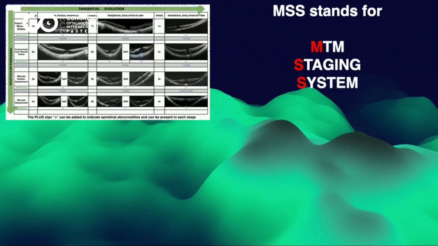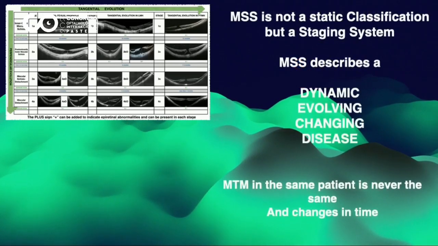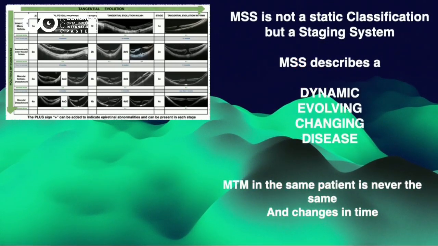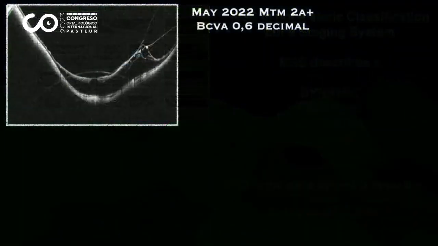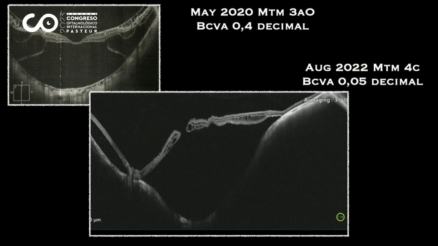You have to remember that MTM is an evolving, dynamic, changing disease. It is never the same in the same eye. This is an example of an eye checked in a male last year. Just in a few months, the eye evolved from stage 2A to 3A, a combination of schisis and detachment. This is another example of evolution from stage 3A to stage 4C.